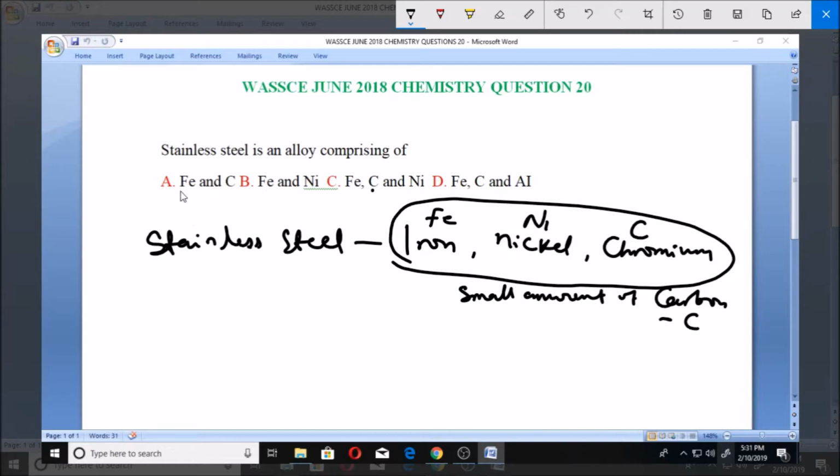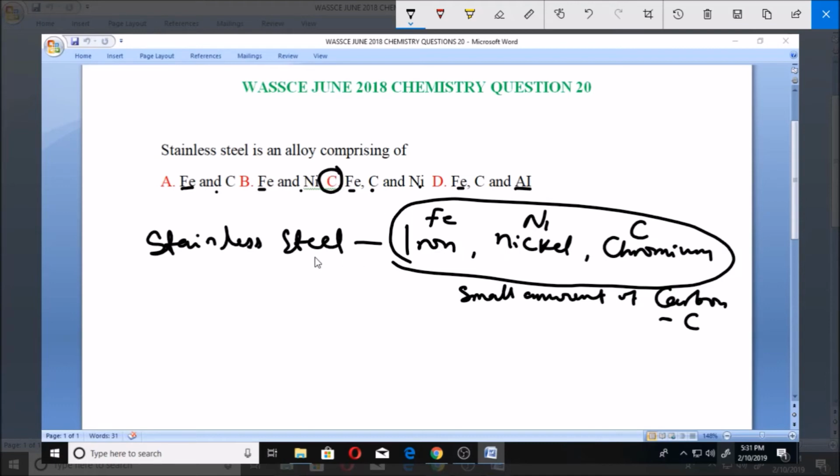This one has iron, this one iron, this one iron, this one iron, but this time around this one does not have nickel. This one has both nickel, carbon or chromium, and this one has aluminium, and you know aluminium is not part of the mixture. So that makes C the right option.